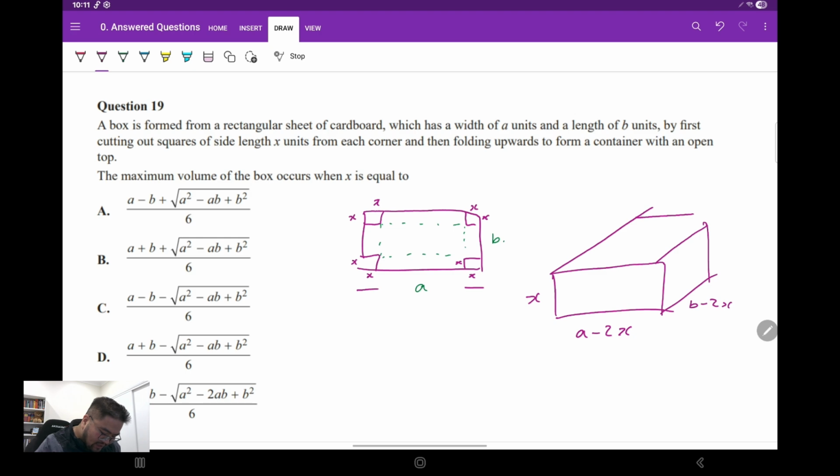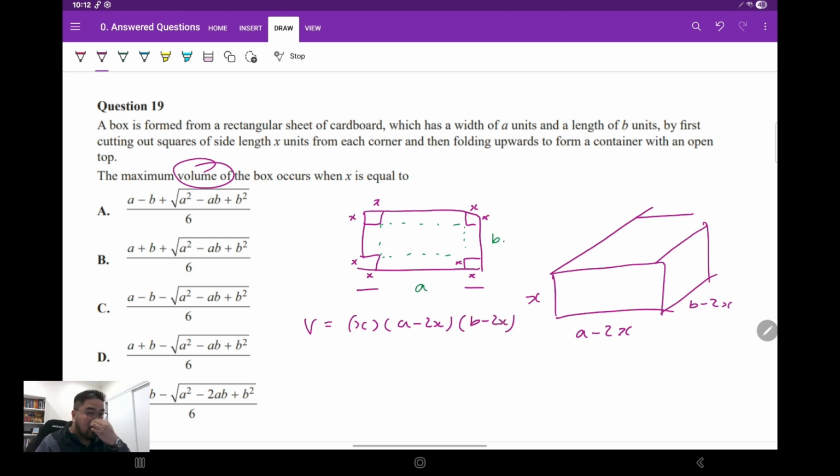All right, now this one is asking for the maximum volume. So if we're looking for the volume, we need to use the formula volume is equal to length times width times height. So that's going to be this dimension, X, multiplied by A minus 2X multiplied by B minus 2X.